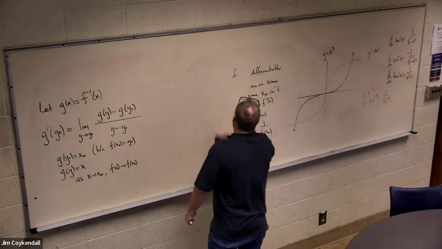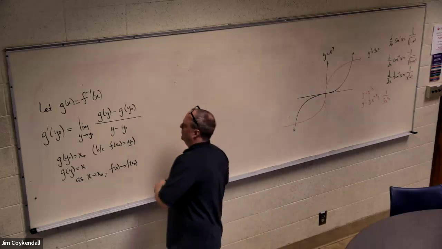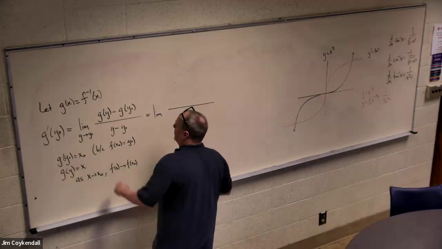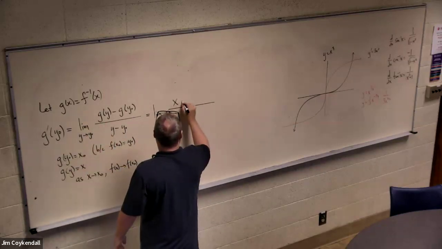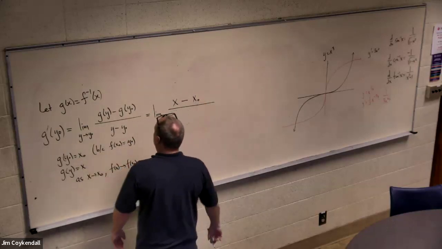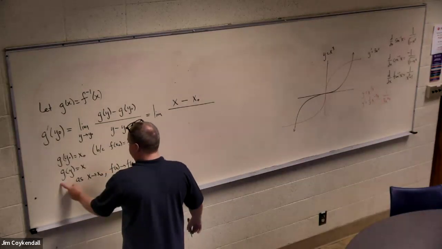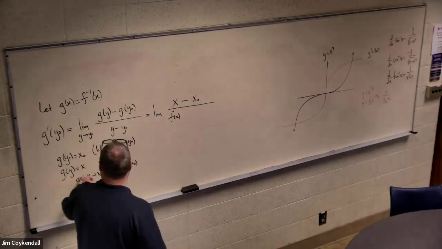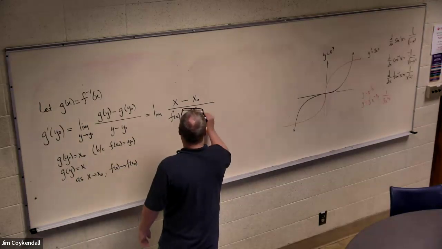So if we pick up where we left off, this is equal to the limit. Well, g of y is x. g of y0 is x0. y is f of x, just using the inverse function. And y0 is f of x0.